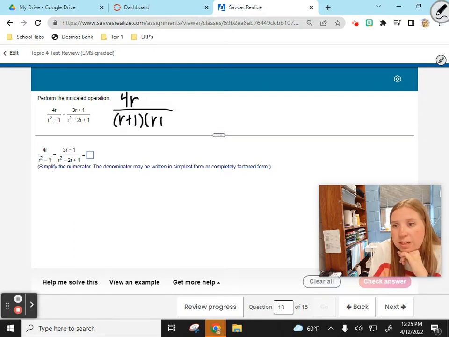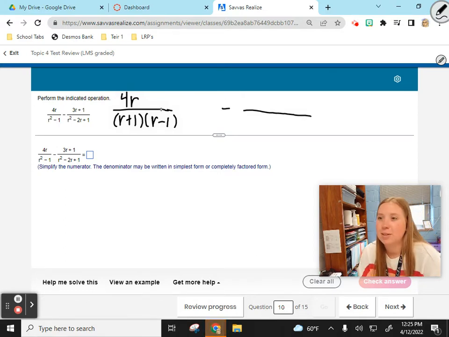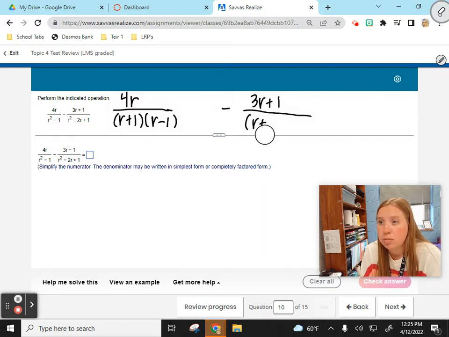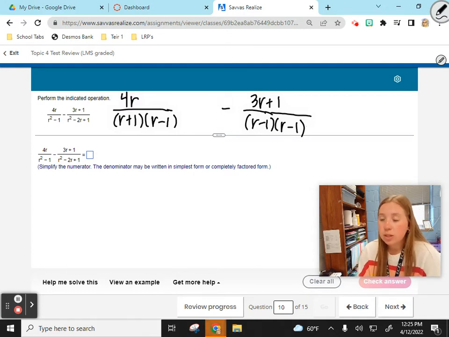R squared minus 1 factors as r plus 1 times r minus 1. I'm going to put my minus sign right here. I don't know why that wasn't straight. 3r plus 1. This factors as r plus, r minus 1 times r minus 1. Or you could think of this as r minus 1 squared. So in order to subtract them, they have to have the same denominator. That's going to be my LCM.